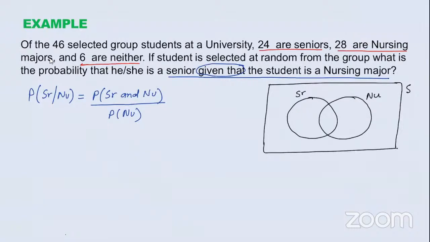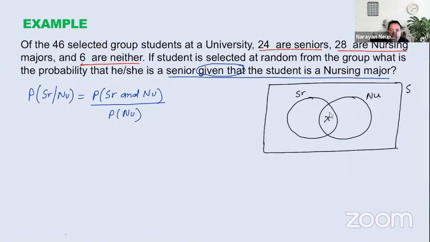Yes. Okay, good. So now see, seniors here, nursing here, the entire group of 46 students, that's my sample space. Now we don't know what is common because that's what we are looking for. How many students are senior and also nursing? This common part, we don't know what that is. So I'm going to consider that as X.